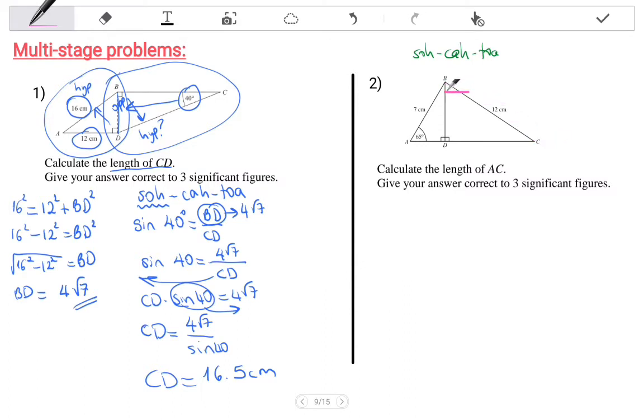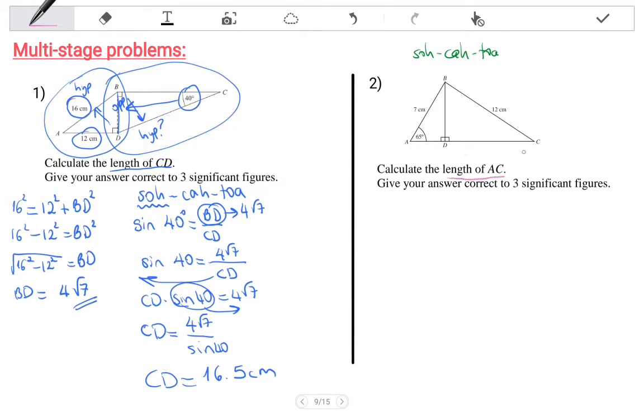What is the information given in the question? The side AB, which is 7 centimeters. The side length BC, which is 12 centimeters. There are right angles here. And the angle A, which is 65 degrees. And what is wanted? The length of AC is wanted.